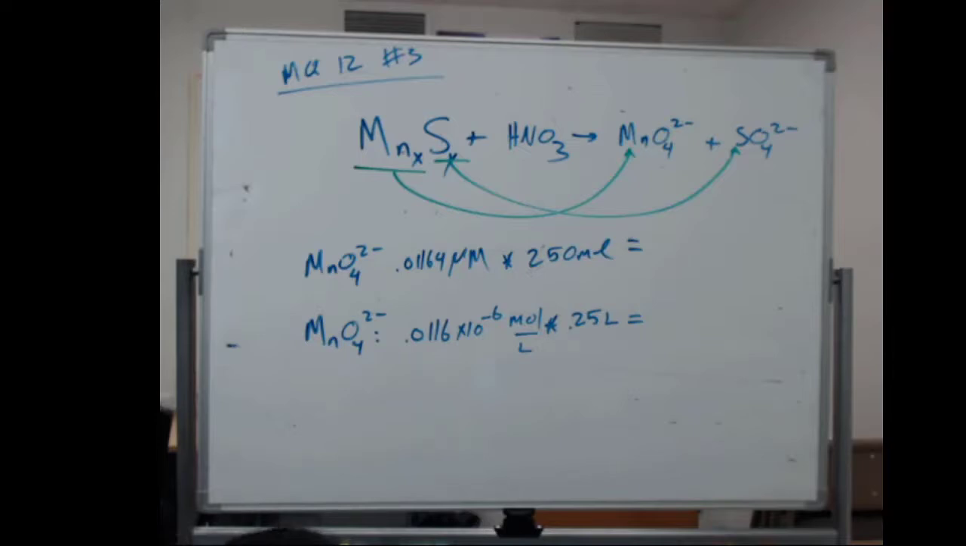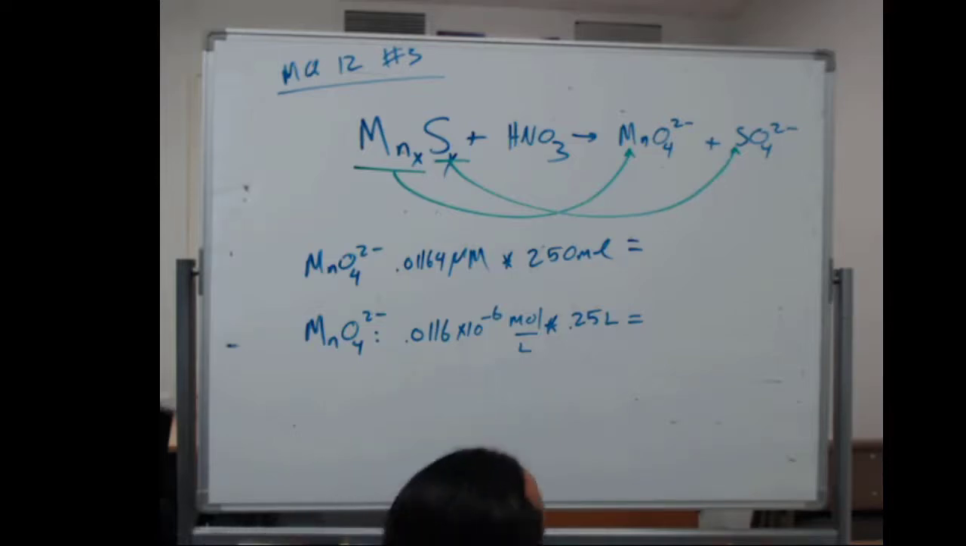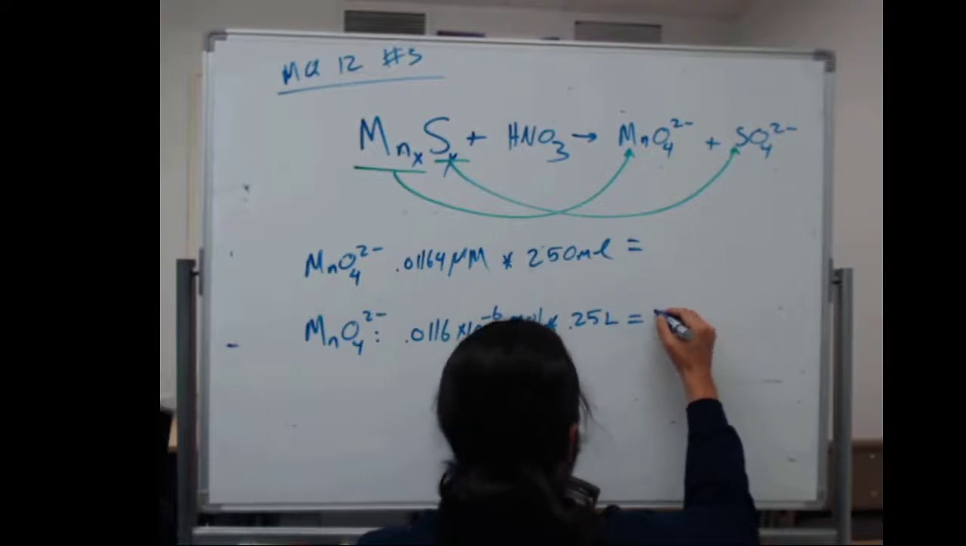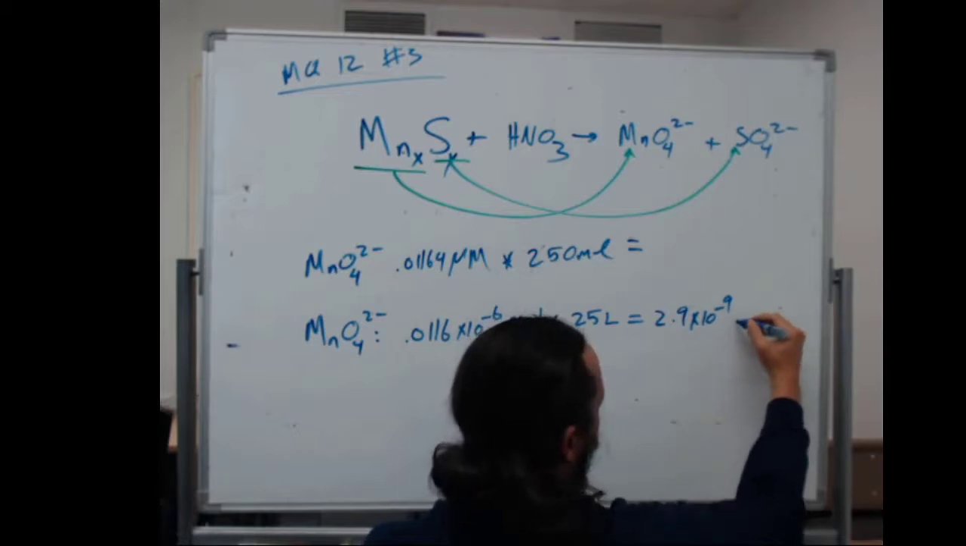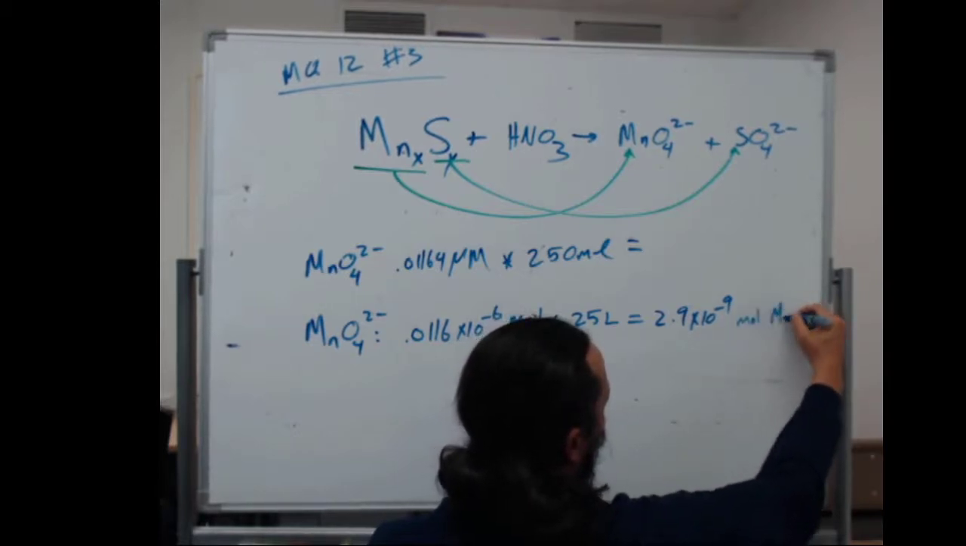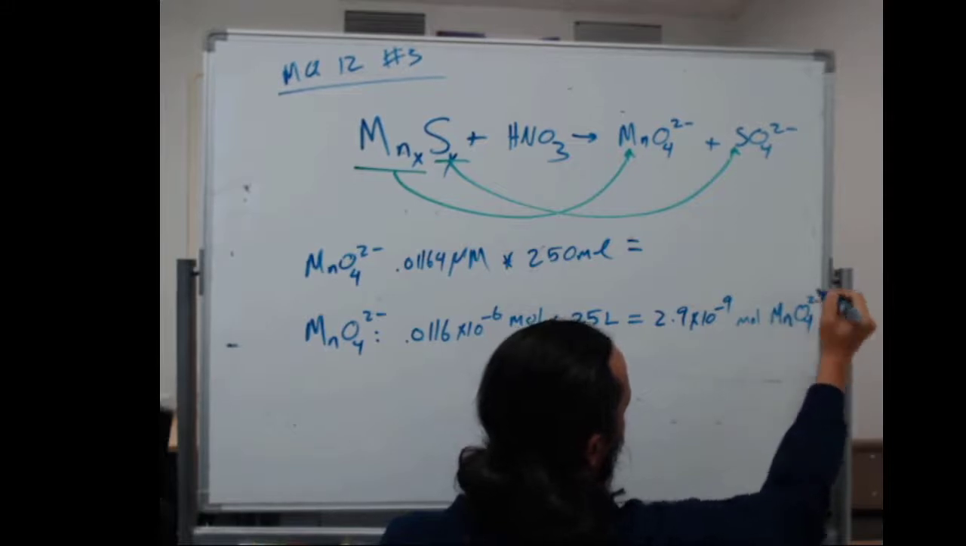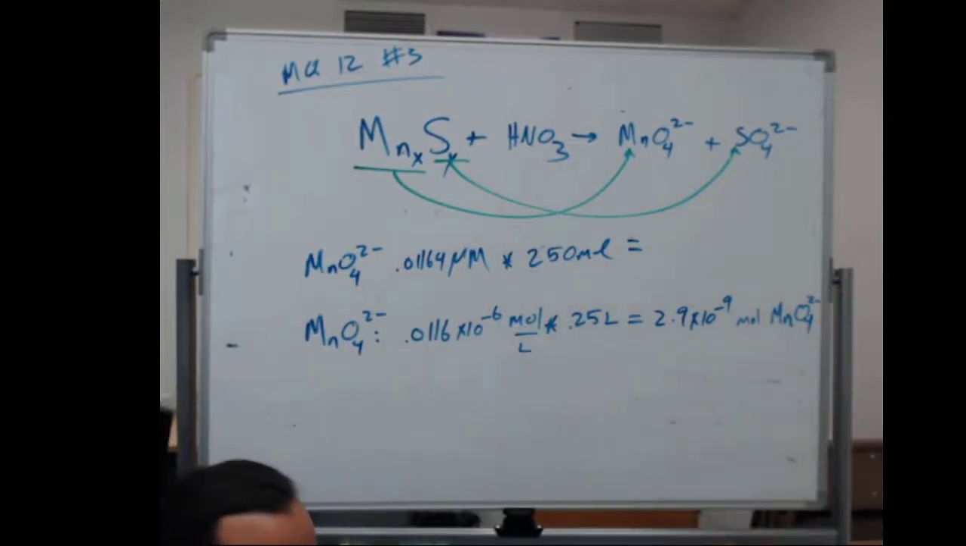So I'll go ahead and do 0.0116 times 10 to the minus 6 times 0.25. And whoa, scientific notation. 2.9 times 10 to the minus 9 moles MnO4 2 minus. Really small number of moles. This must have been a really tiny starting sample. Notice it doesn't give us the, oh, it does give us the original mass of the starting sample. Great. I wonder if we'll use that. Let's find out.